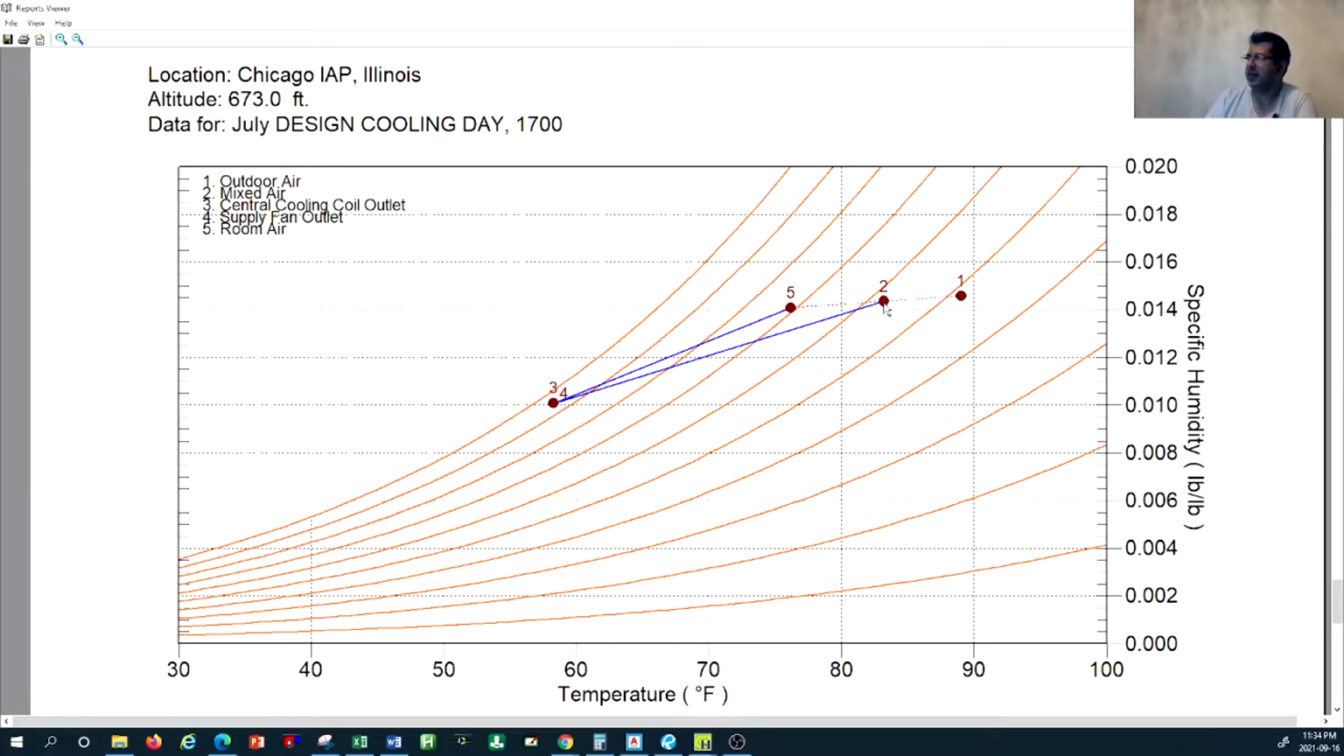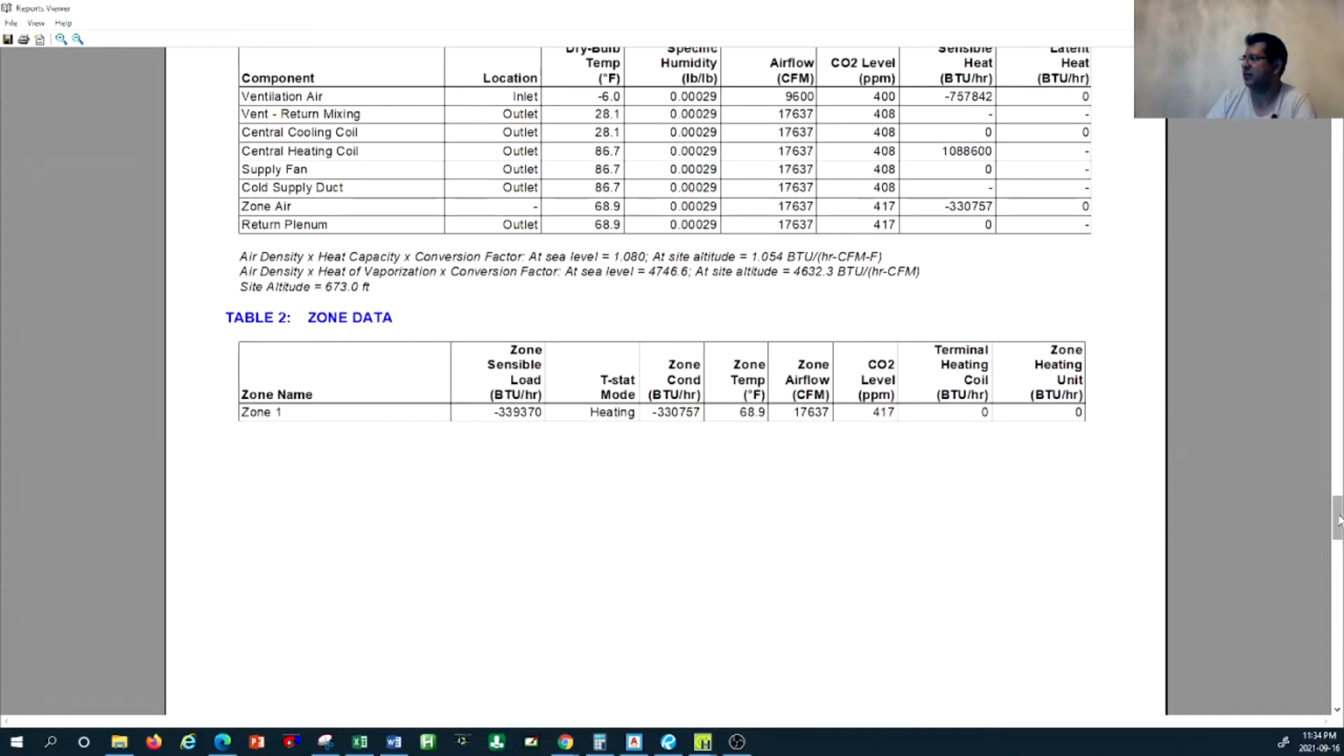And when you get that number, which is very easy to calculate, and you extend that all the way to the apparatus dew point temperature of the coil that we talked about on the dew point line on the psychrometric chart, then you can also calculate your supply fan outlet, which is number four in here, as you can see. So your central cooling coil outlet and supply fan outlet are these two, number three and four. So let's go back to here.